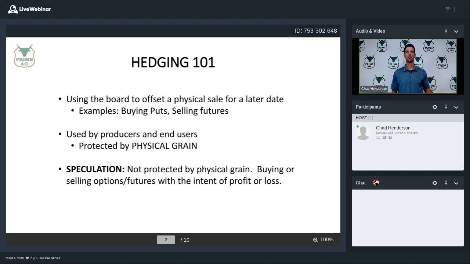And who we're referencing today is going to be producers and end users, and typically those hedges are protected with physical grain. This helps limit your risk in using the futures board and markets. And how it differs from speculation, speculation just in a nutshell is not protected by physical grain. You're buying or selling options or futures with the intent of profit or loss. Of course, nobody intends a loss, but it's a very real factor. You have high risk and potentially high reward in speculation. But today we're going to talk about hedging, which again limits your risk with the physical grain or physical bushels that you have on hand.